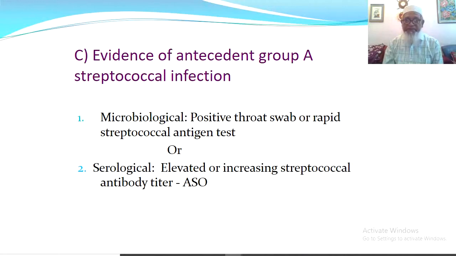Now the evidence of antecedent group A streptococcal infection. You have to find it by microbiological examination, positive throat swab, or rapid streptococcal antigen test, or serological, elevated or increasing anti-streptococcal antibody titer, which is in short called ASO titer.